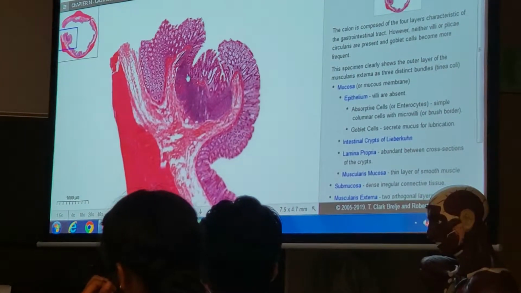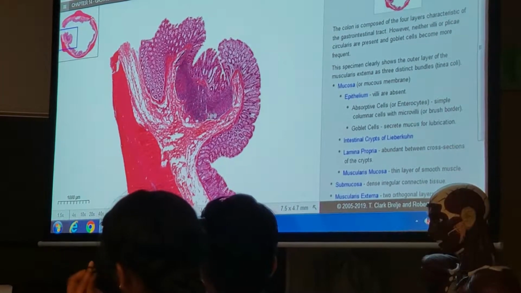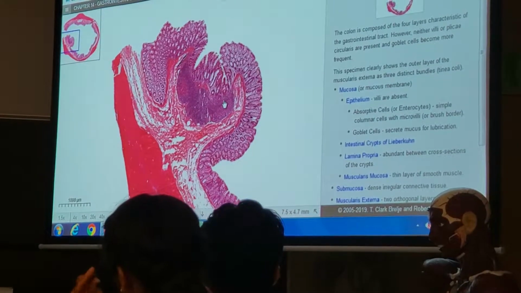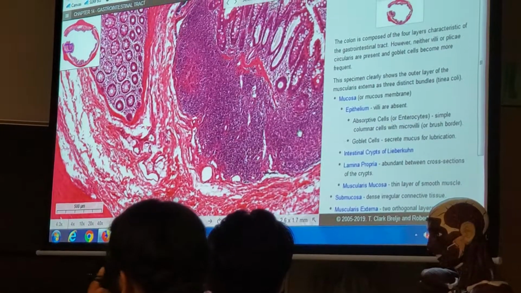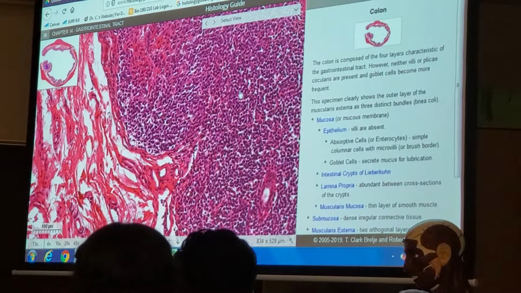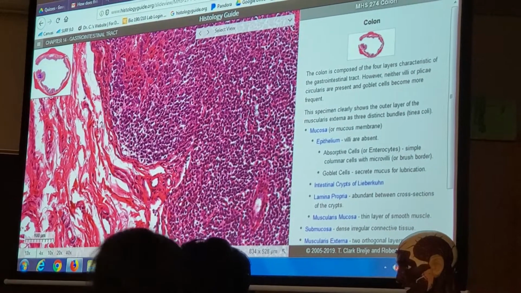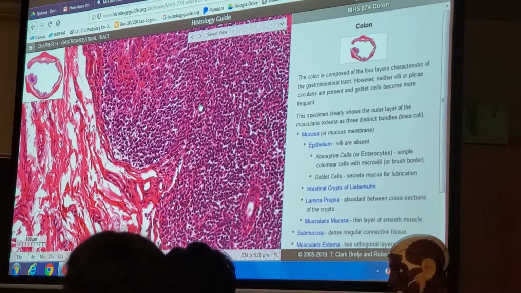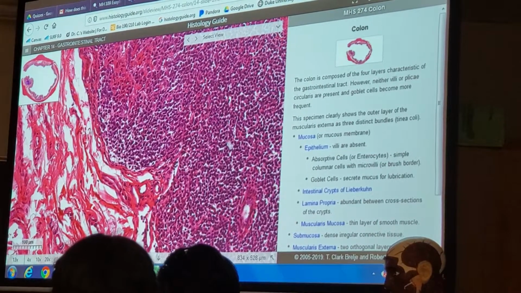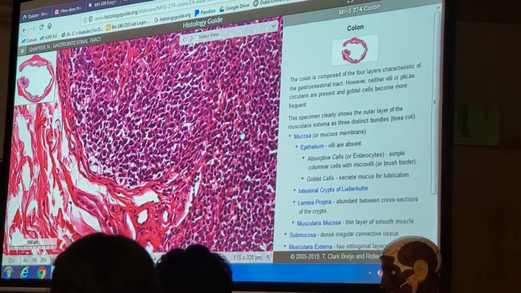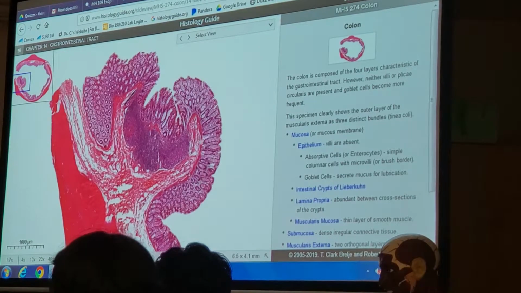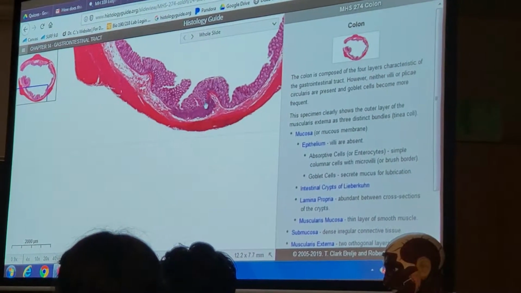And then what's this? That's a Peyer's patch, really big lymphoid nodule. Thousands and thousands of little immune cells. Eosinophils, neutrophils, basophils, lymphocytes, all packed in together. There's another area of lymphoid tissue.